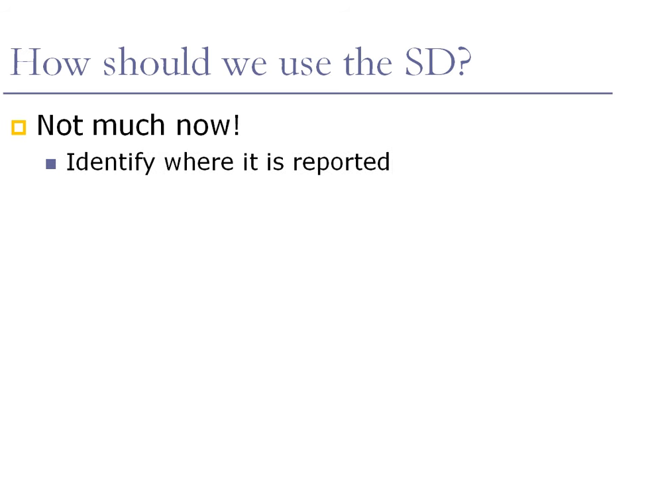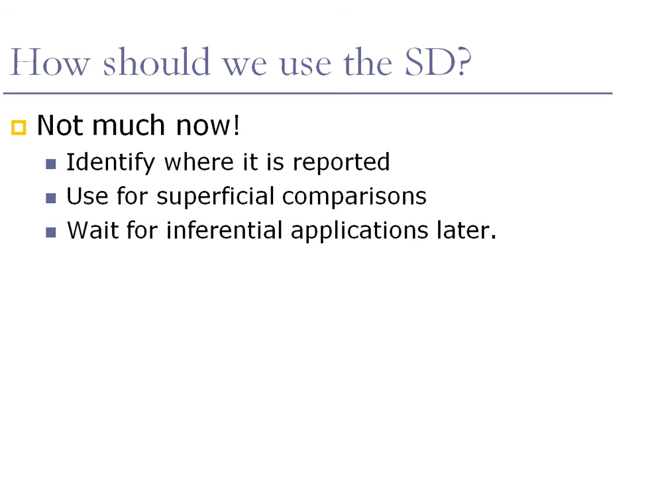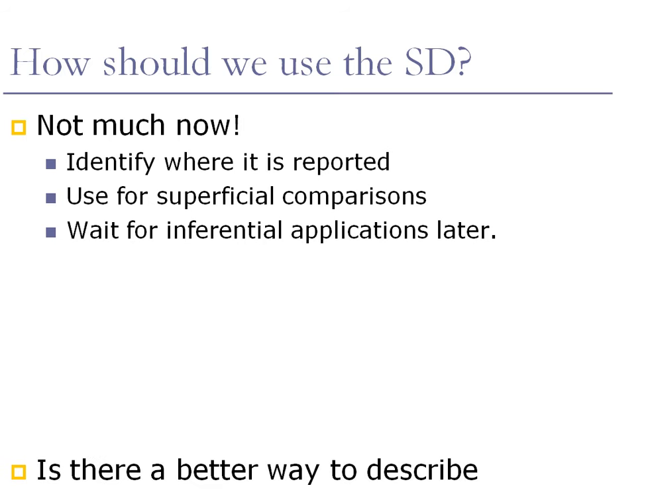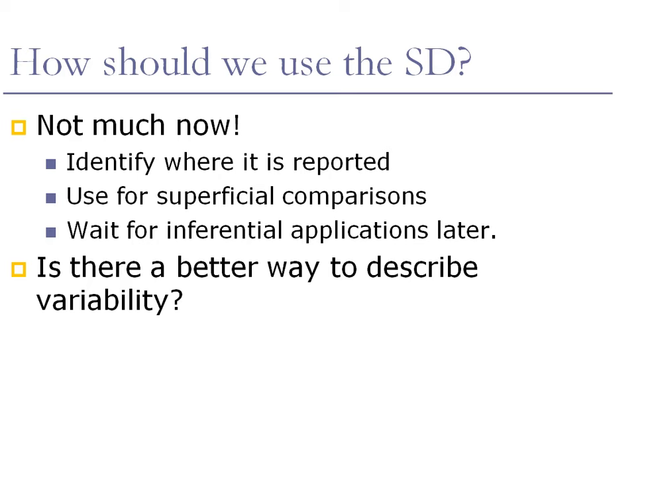Okay, so for now, what we're going to do is identify where it is reported. We're going to use it for superficial comparisons, for comparing two data sets for the same variable, and if one has a bigger standard deviation, we can conclude that the data are more variable in that data set. But most of all, we're going to wait for inferential applications later. So for now, just take note of the fact that these things exist. Okay, is there a better way to describe variability given all the problems with the standard deviation? Yes, that has to do with graphs, and so we're going to wait until we look at graphs.